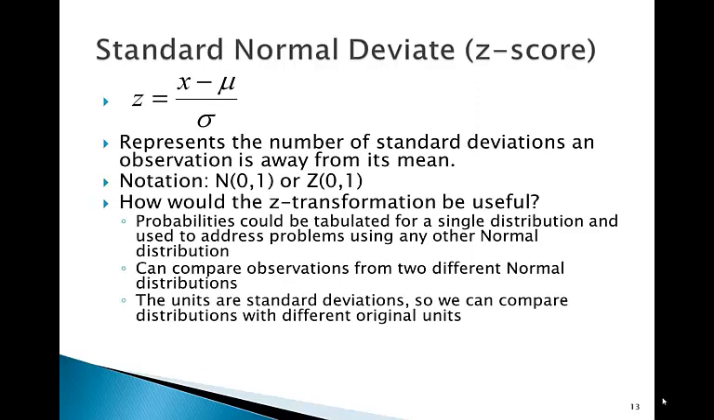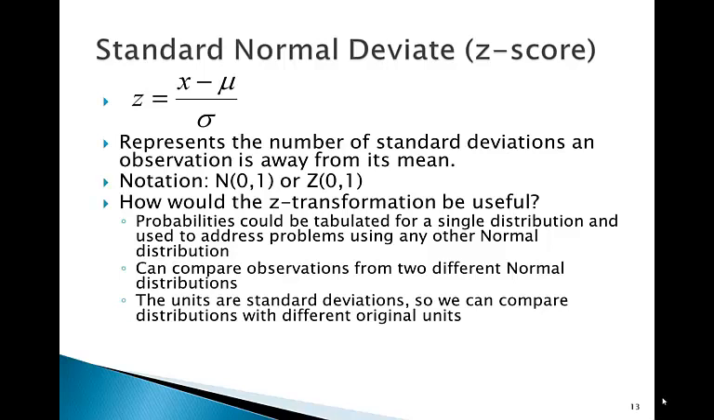The notation for the standard normal distribution can be N(0, 1). That stands for normal distribution. The first value is the mean, 0. The second value is the standard deviation, 1. Or if we represent it with Z(0, 1) in parentheses, that tells us automatically that it's a standard normal distribution. The more general notation with an N can be used with any mean and any standard deviation.